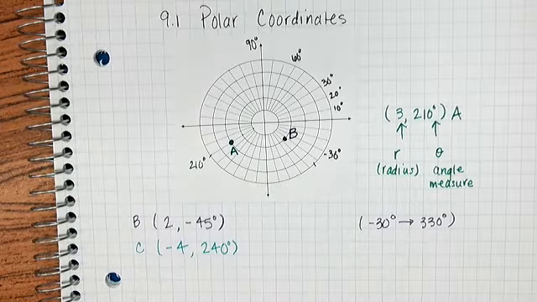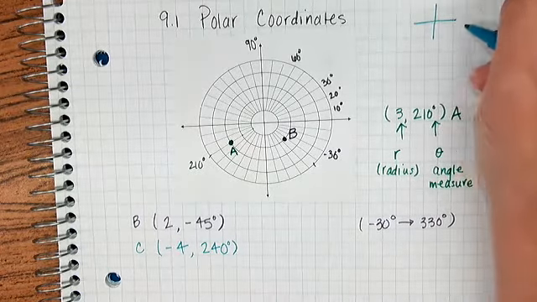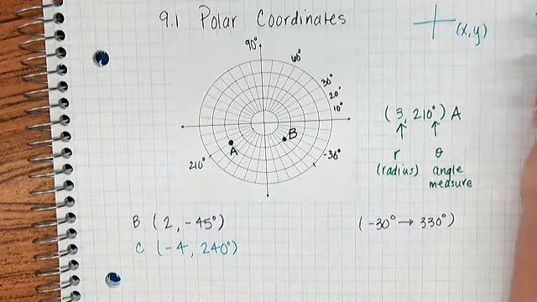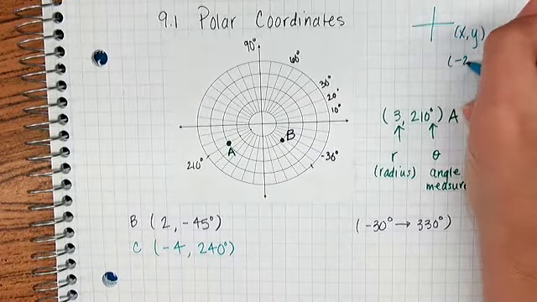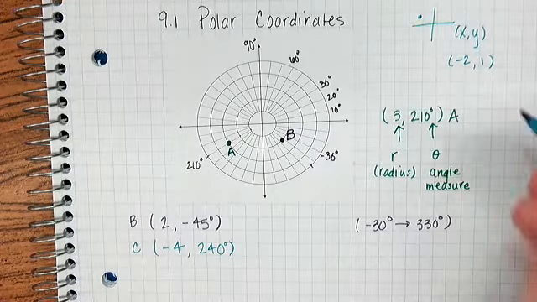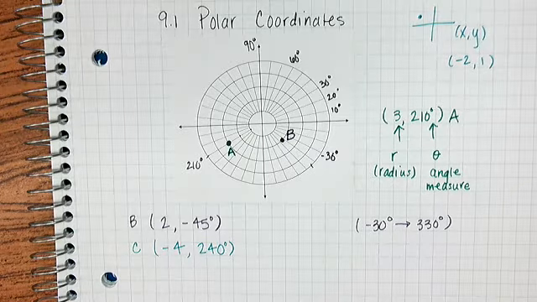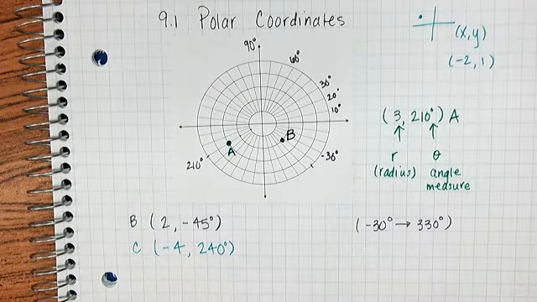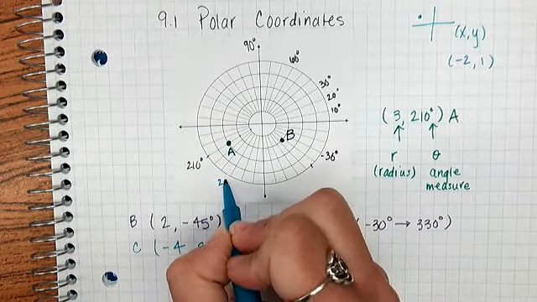Well, you can graph like on a coordinate plane. If you have an XY coordinate, Cartesian plane, sorry, that's its technical name, it's a Cartesian plane, you can plot negatives, right? Negative 2, 1. Okay, negative 2, 1 is here somewhere. So you can plot negatives on a Cartesian coordinate system. Well, you can also plot negatives on a polar coordinate system. Find the 240 first. So 240, 20, 30, 240 is here.